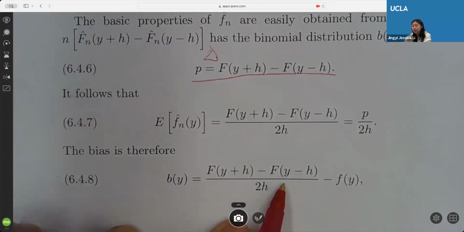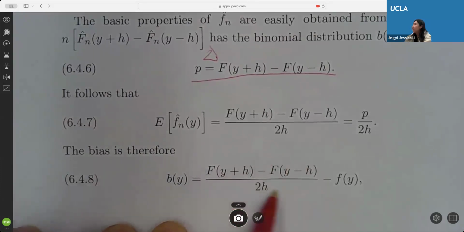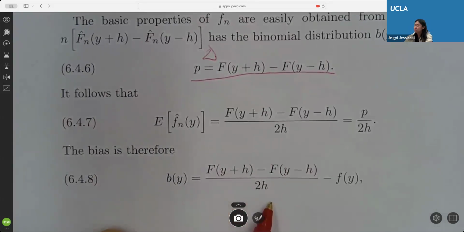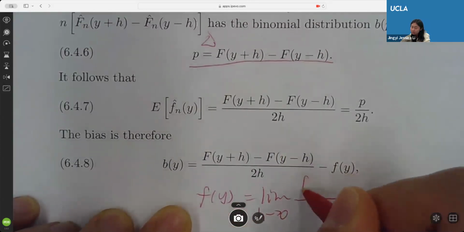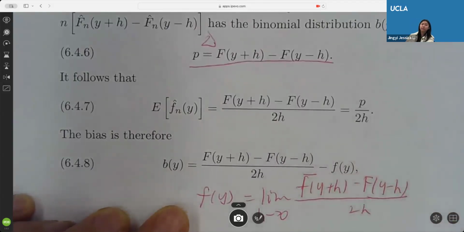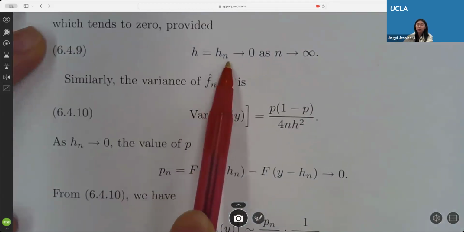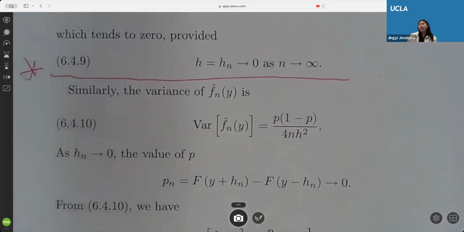If you take h to be small, let h go to 0, take the limit, that's exactly f(y). So you see this bias goes down to 0 as long as h goes down to 0. The reason is just what I said: f(y) is just the limit. So the bias tends to 0 provided that h goes down to 0. This is the first condition we need to pay attention to. To have a good density estimator, the bandwidth needs to go down to 0, because the density is defined as the derivative.